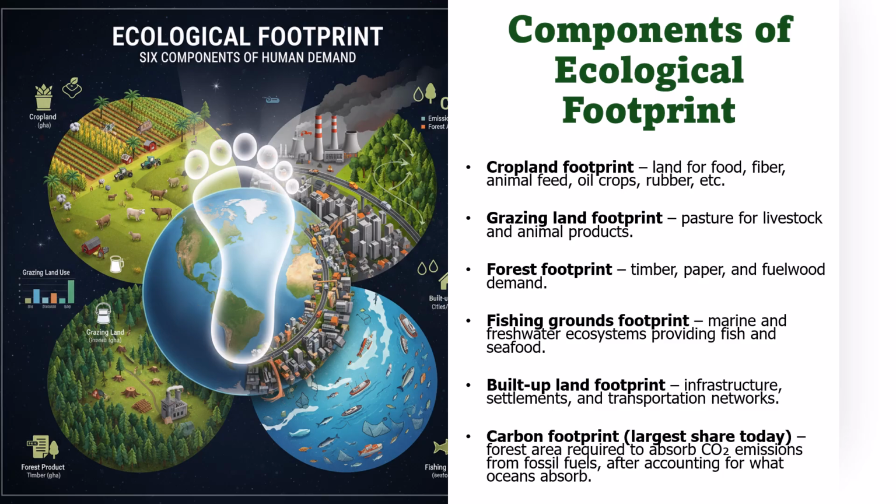human demand on nature. The first is the cropland footprint, which includes land used to grow food, animal feed, fiber, oil crops, and products like rubber. The grazing land footprint covers pasture needed for livestock such as cattle, sheep, and goats, providing meat, dairy, and other animal-based products. The forest footprint accounts for demand on forests for timber, paper, and fuel wood.